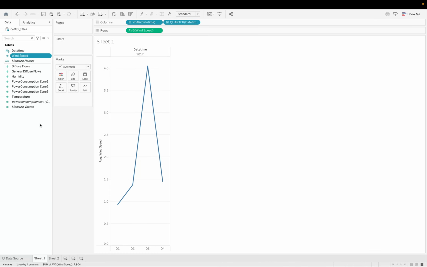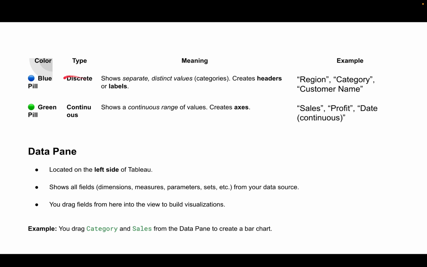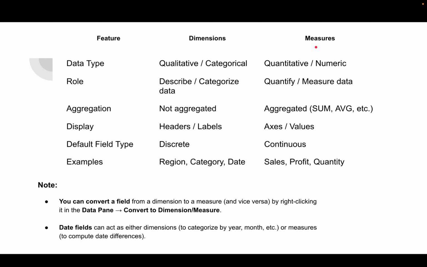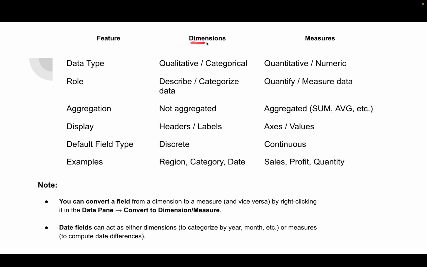How to remember it? See, can you see all these dimensions over here in blue? These are coming as a blue color, right? That's why we call dimension a blue pill, and this is measure which is coming as a green color. So that's why this will come under the green pill. So it's that simple, okay? Blue pill is nothing but discrete, green pill is nothing but continuous, and if something is continuous we call it a measure, right? And if something is discrete we call it a dimension.